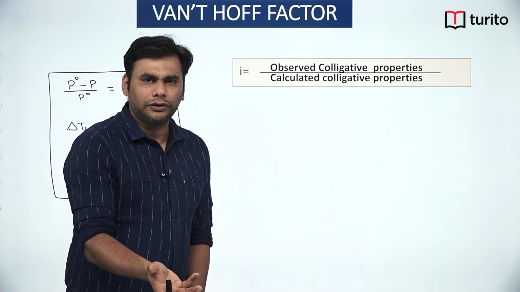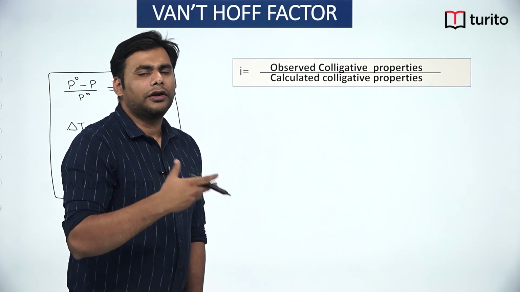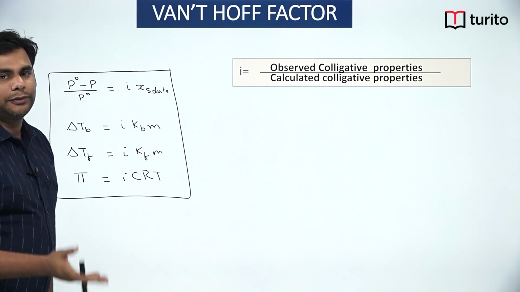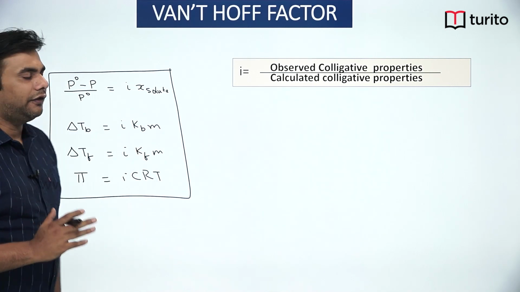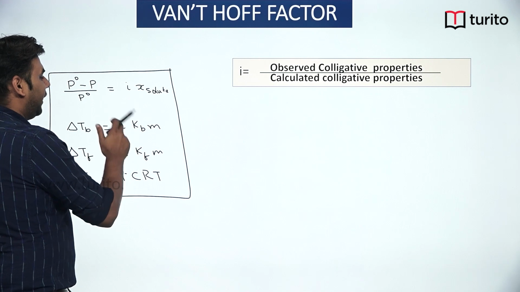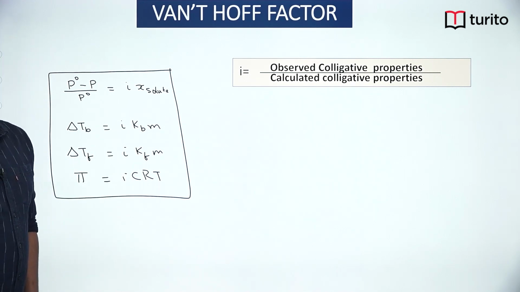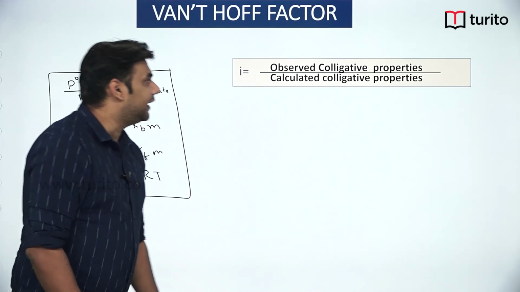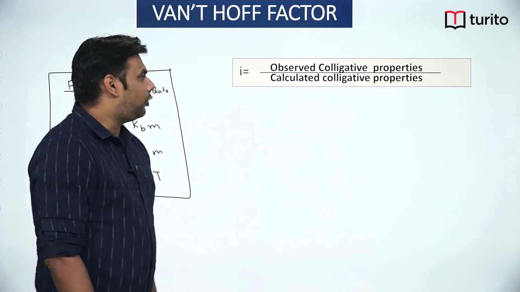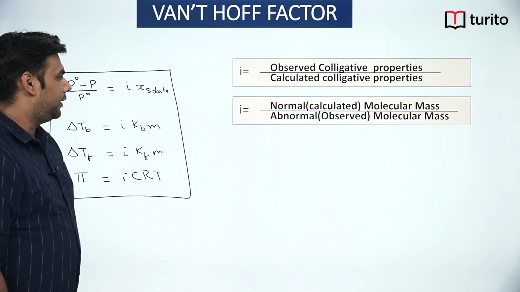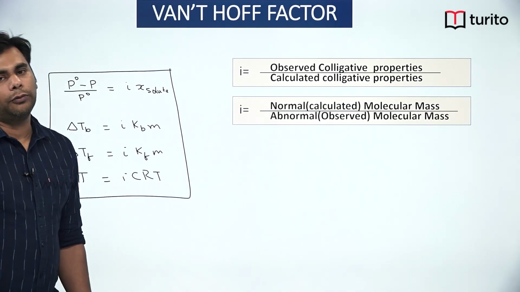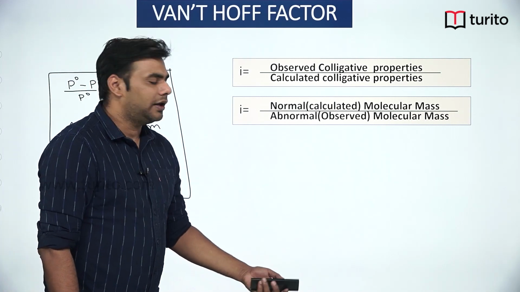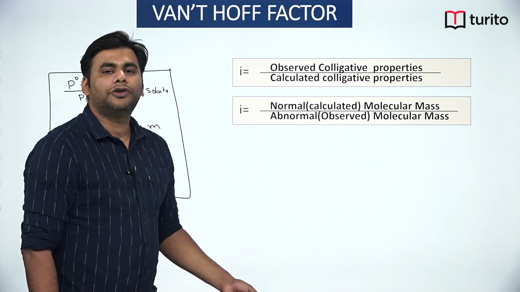If the solute is not electrolytic, it is a normal non-electrolytic solute, then the Van't Hoff factor value would be 1. So we will be getting the expression which we have already derived. If it is electrolytic in nature, then we have to incorporate its Van't Hoff factor because the number of particles in solution will change. So I will write i as the observed colligative property upon the calculated colligative property. Now i can also be written as the normal molar mass or molecular mass, normal being your calculated one, divided by the abnormal or the observed molecular mass.